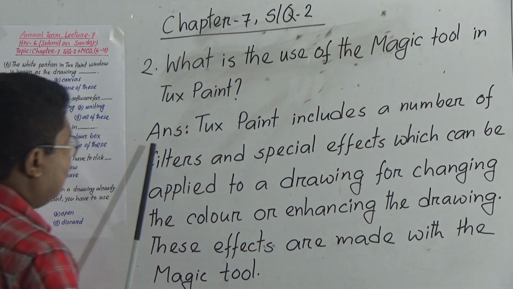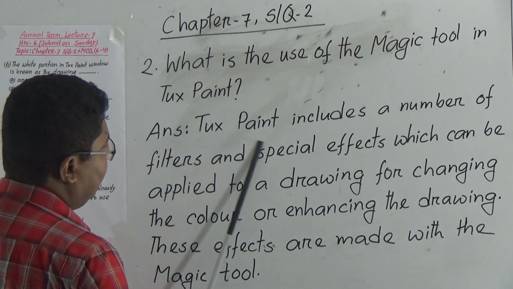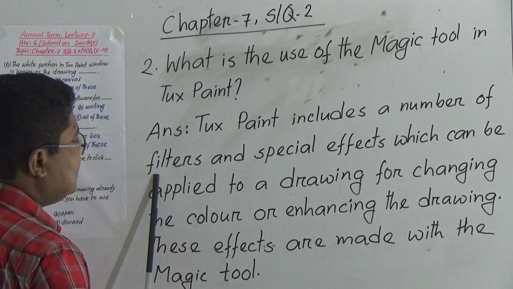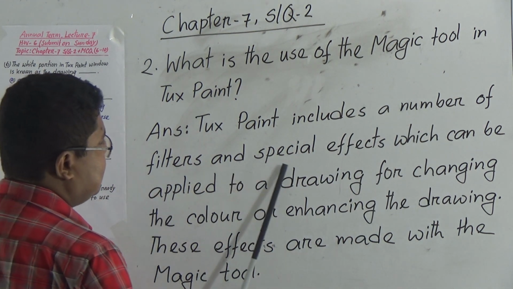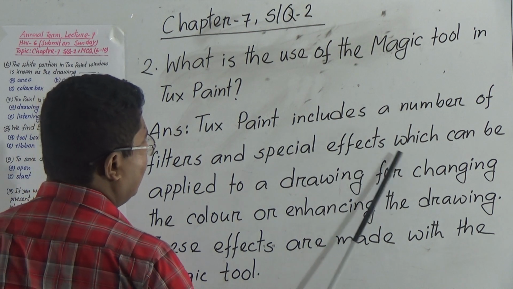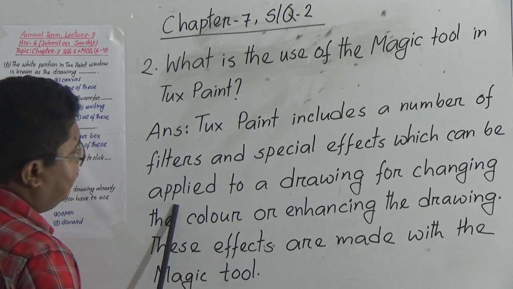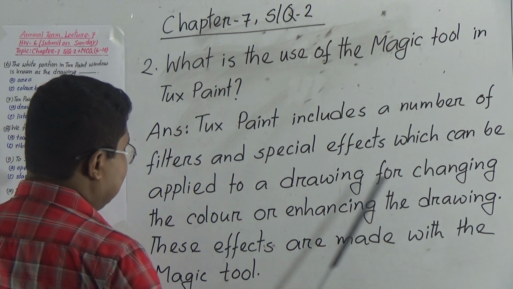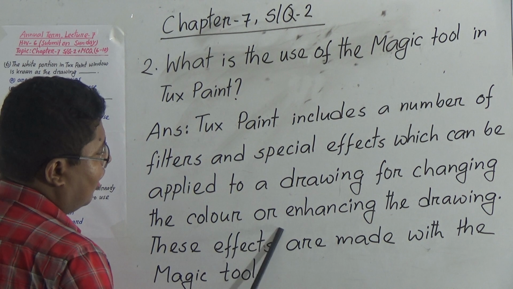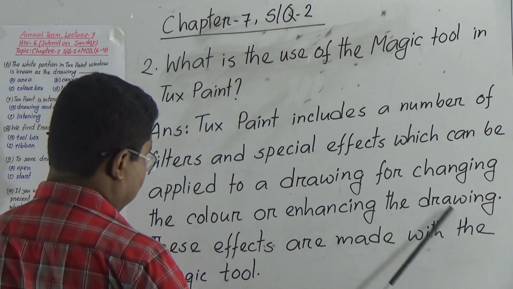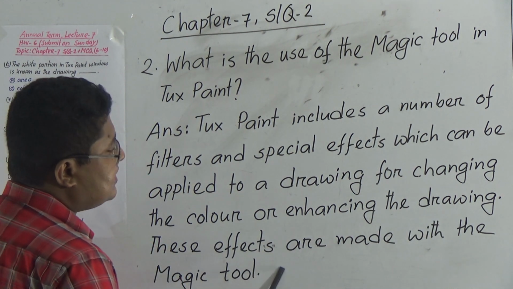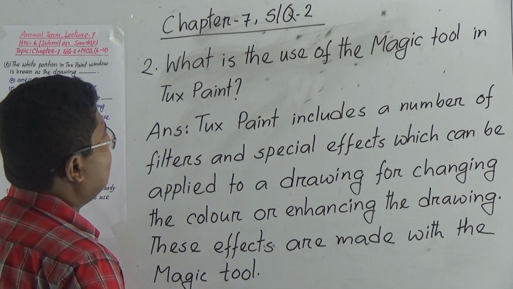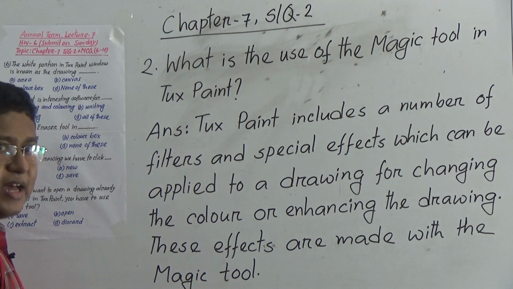Answer: Task Paint includes a number of filters and special effects which can be applied to a drawing for changing the color or enhancing the drawing. These effects are made with the magic tool. So this is the use of the magic tool.